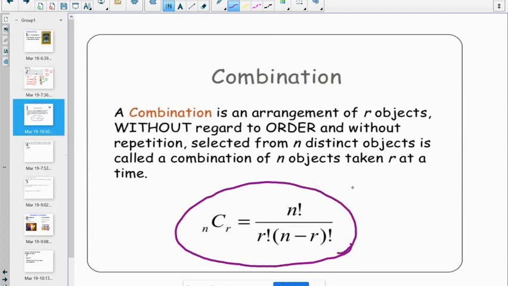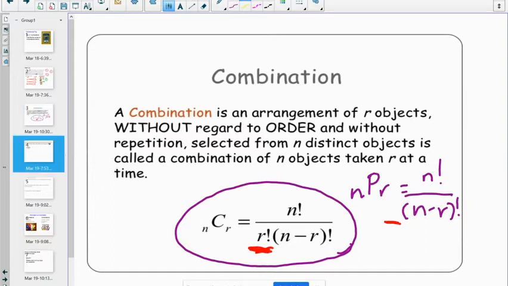Before it was nPr for permutation, and it was n factorial over n minus r factorial. But this one is slightly different. As you see here, there's an r factorial here. That's the only part that's different about its formula. But that's just the formula, and we're going to go through some examples and reason through it.